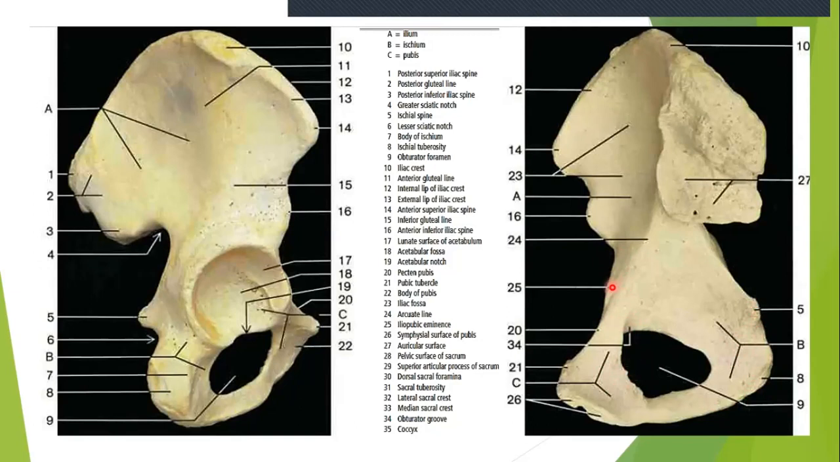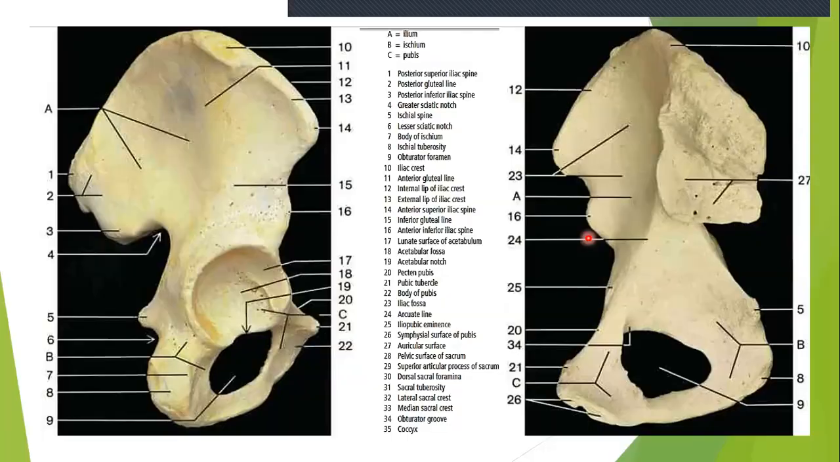Most parts you have named them. Then obviously this is your iliac crest. And this is the inner lip or the internal lip. And this is the iliac fossa, where a muscle known as iliacus usually originates from. Now, let's move on.